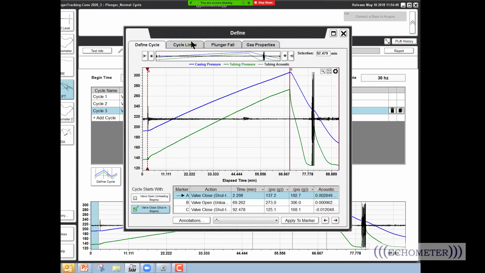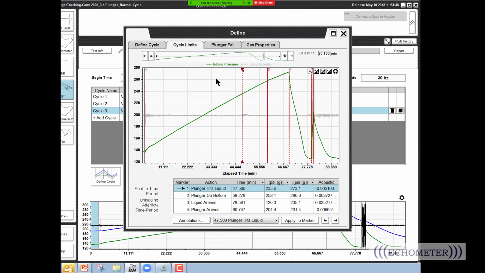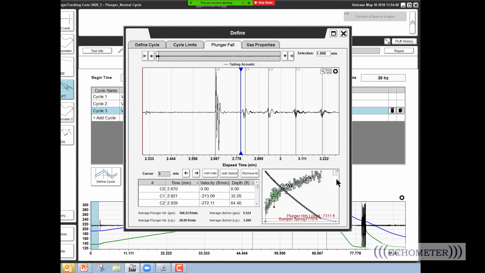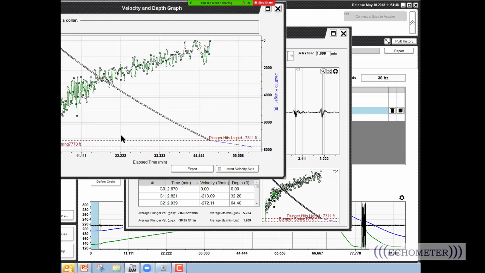I've already got that picked. Go to cycle limits, I've got that picked. And now notice it's minutes on the axis. I go to plunger fall, it shows minutes. And here's the column in minutes, so it automatically converted it into minutes. I can change the time scale, I can change the depth scale to whatever units that I want. And I bring this graph back up here, and here's the graph.